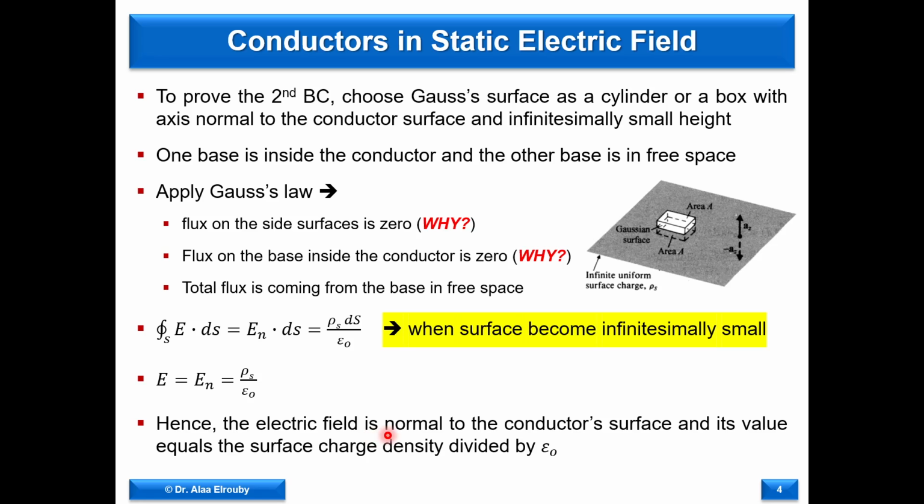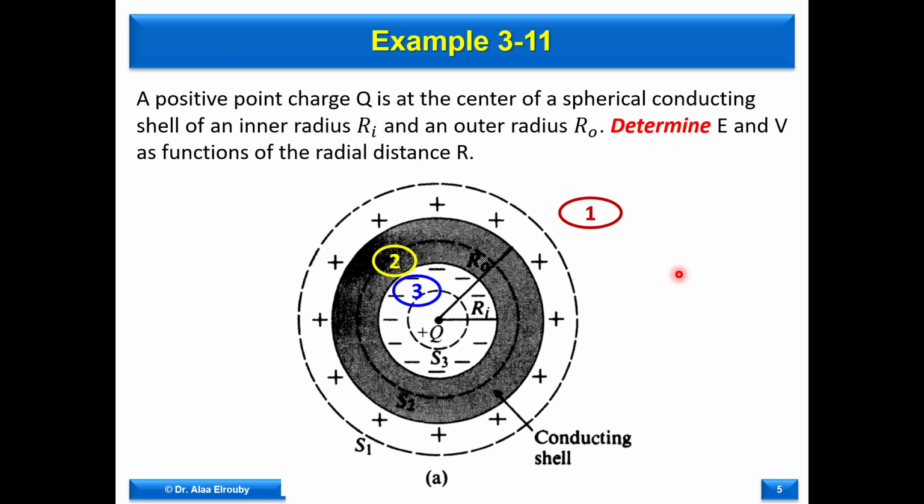So the electric field is normal to the conductor's surface, and its value equals the surface charge density divided by epsilon naught. No tangential component on the surface of the conductor, no electric field, and no volumetric charge density inside the conductor.